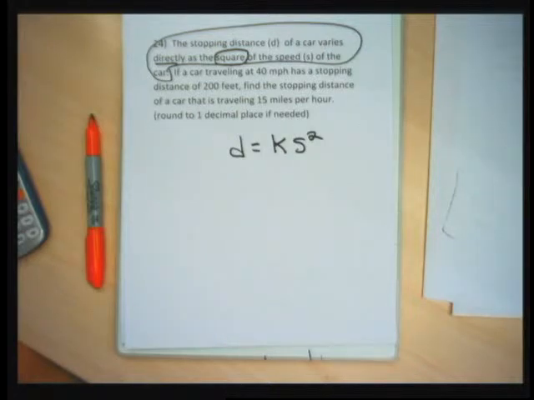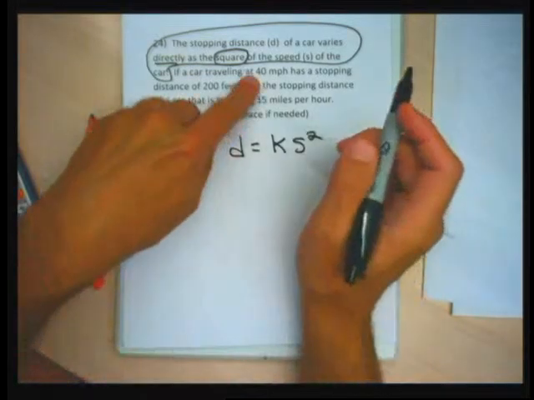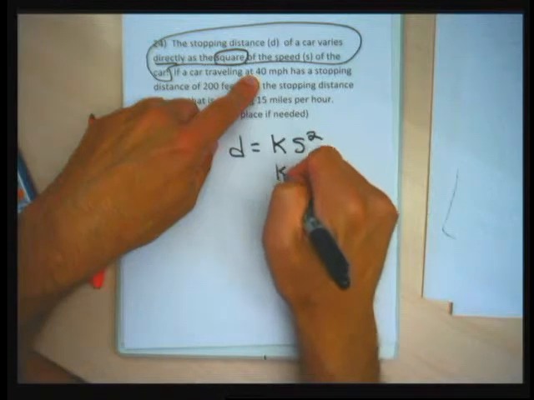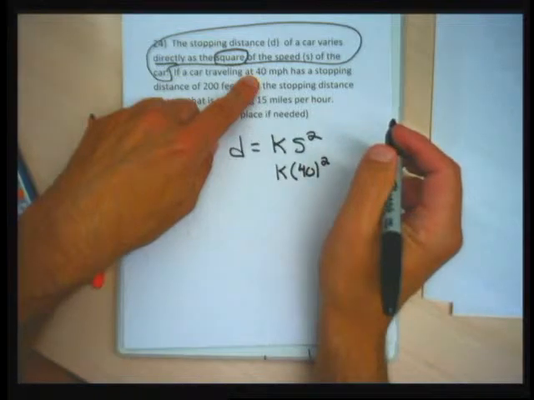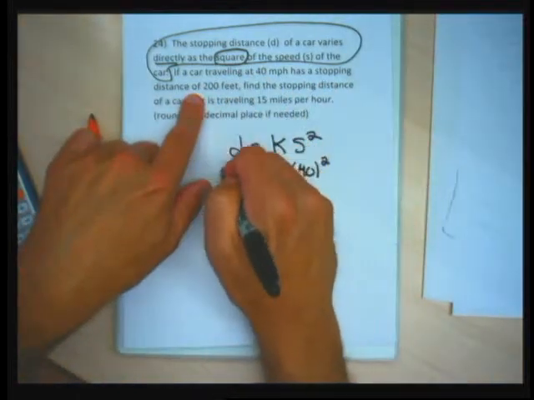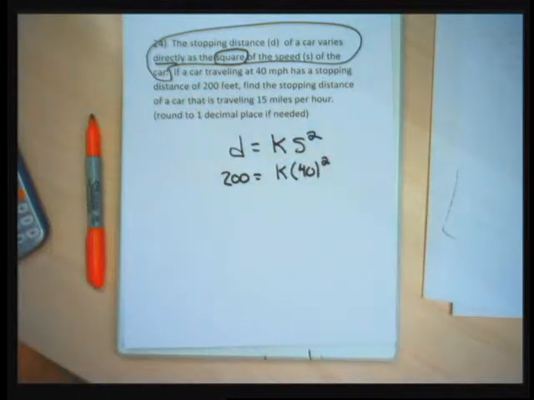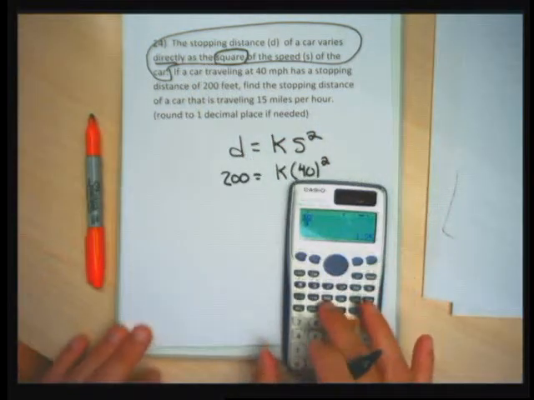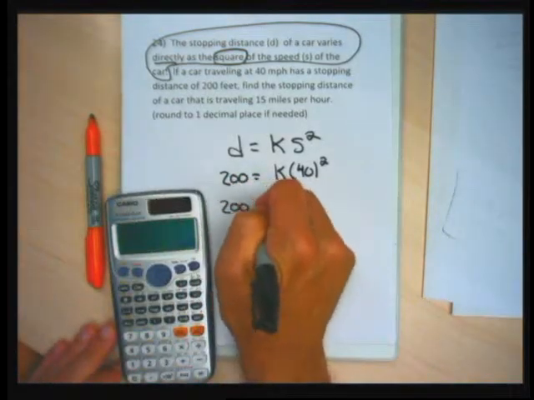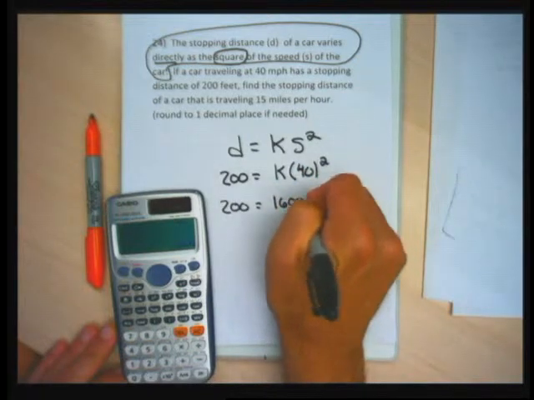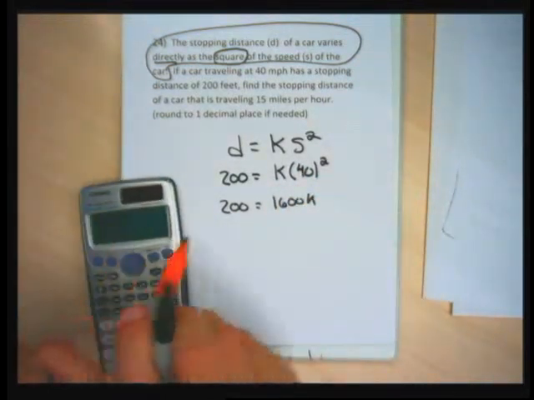Numbers are going to get big. I said round to 1 decimal place if needed, so that implies I probably want a decimal answer as opposed to a fraction. Now I'm going to use the numbers in the second sentence. A car traveling 40 miles per hour, that's the speed, so I'm going to go 40 squared. The exponent could be inside or outside the parentheses. It has a stopping distance of 200 feet. So I'm going to solve for k. I'm going to square the 40 and get 1600. So I get 200 equals 1600 k. Now I'm going to divide both sides by 1600.